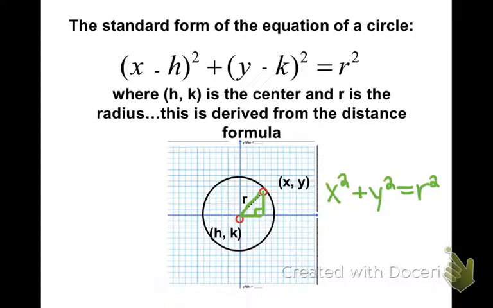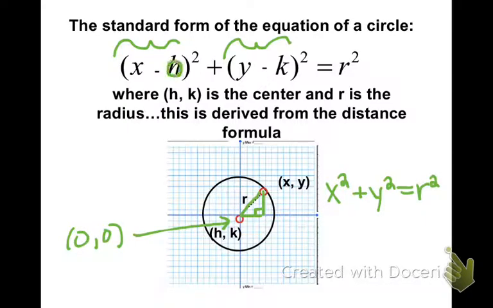If you're wondering where all of this went, remember this particular circle is at the origin, (0, 0). So if I put a 0 where the h is and a 0 where the k is, we end up with our x squared plus y squared equals r squared. On the next slide, we'll start with an easy example.